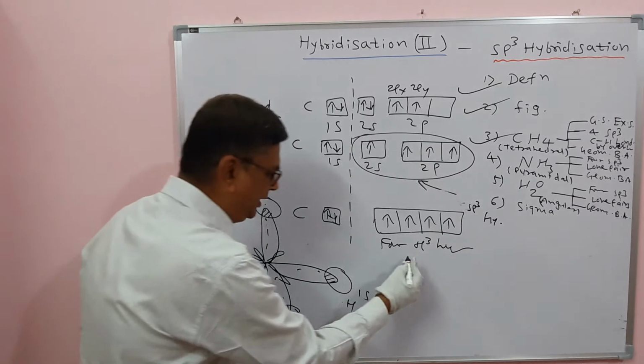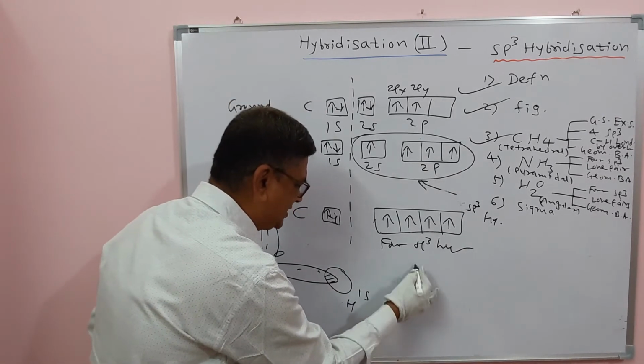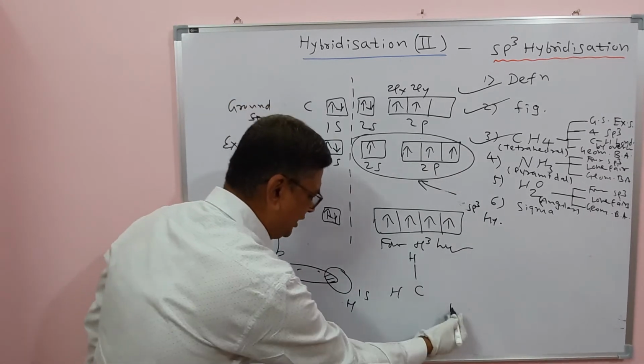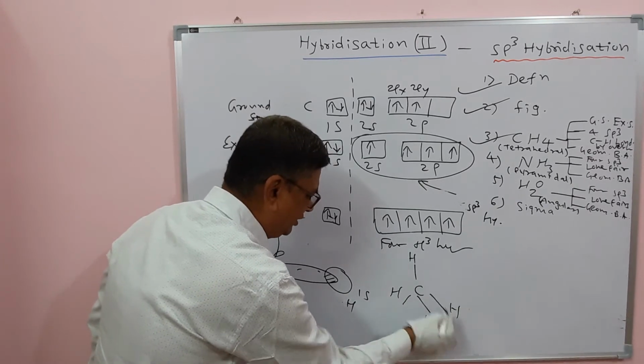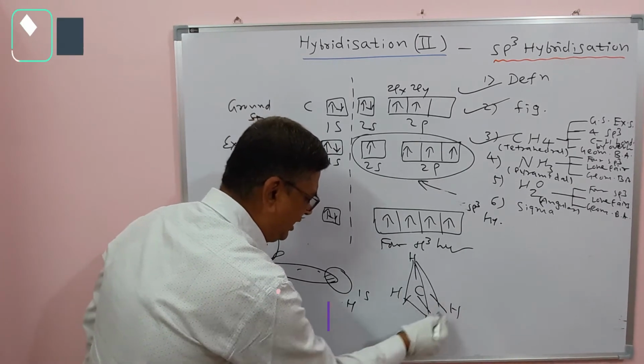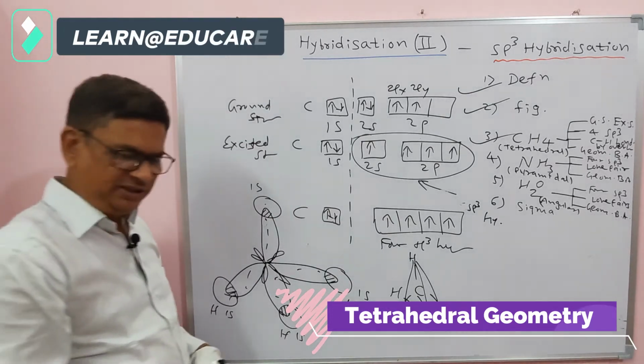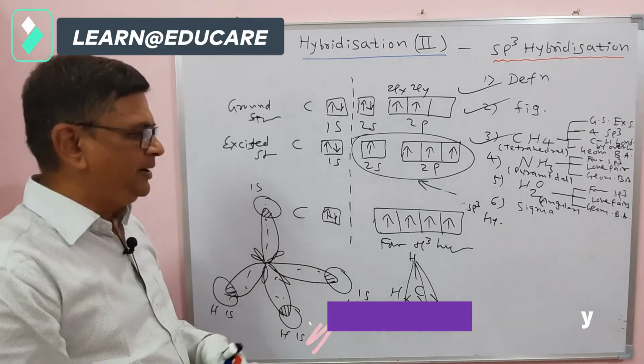The tetrahedral geometry can be shown like this. Carbon at center, 4 hydrogens at the 4 vertices of the regular tetrahedron, and something like this tetrahedral geometry it gives. So that is methane, which has such geometry, as I have just mentioned.